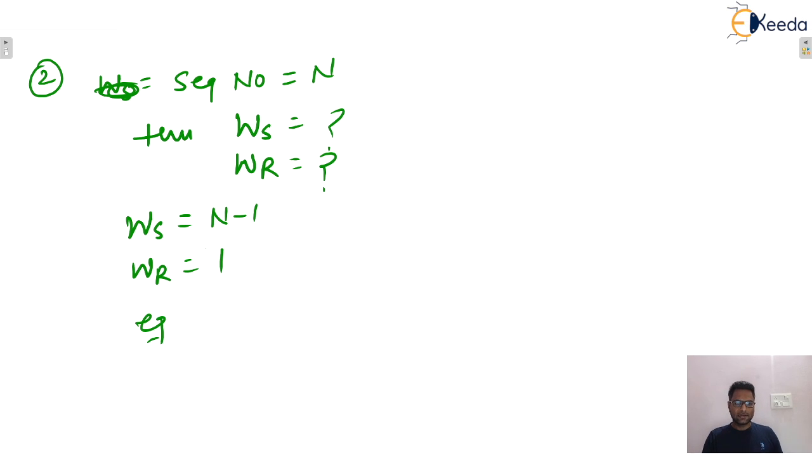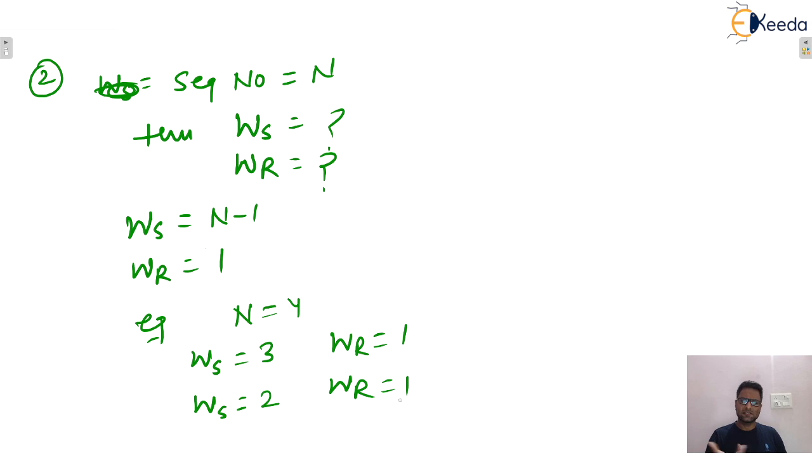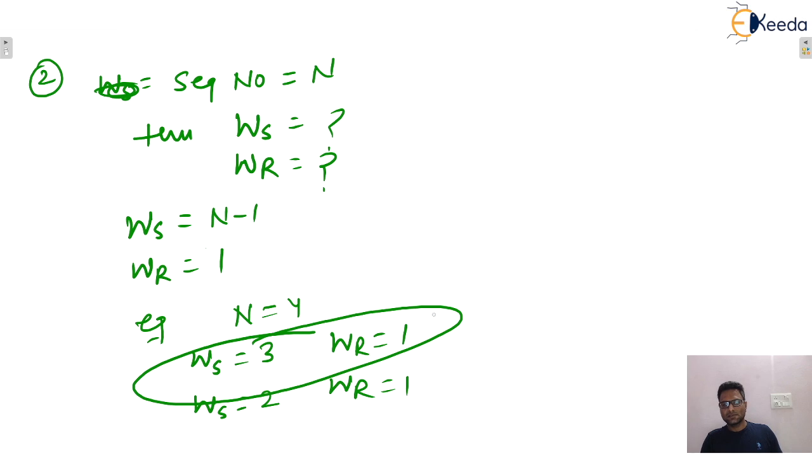For example, let's say the n value is 4. So the sender window size may be 3 and the receiver will be 1. Or it is also possible that the sender window size could be less than 3, no problem at all, isn't it? Efficiency will be less, nothing else. Okay. So the sum of the sender window size as well as the receiver window size must be less than or equal to the number of sequence numbers.